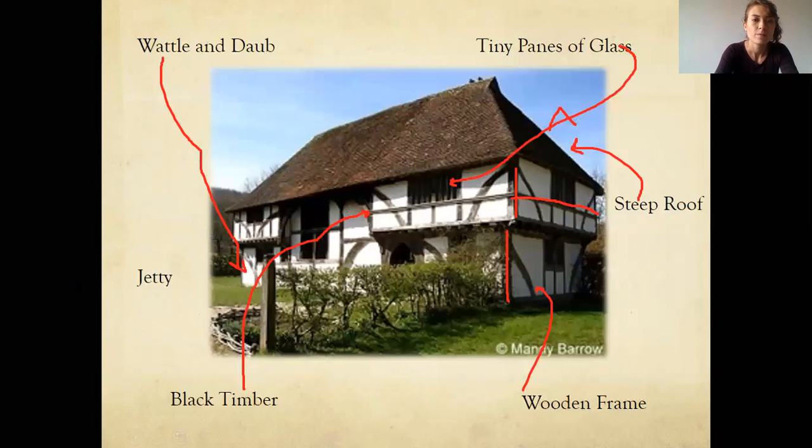And here the jetty, which is the second floor. Let me just get the red color, which is the second floor, larger than the first one. Can you see here the second floor? It's larger than the first one. Okay, so these are the features of the Tudor house.